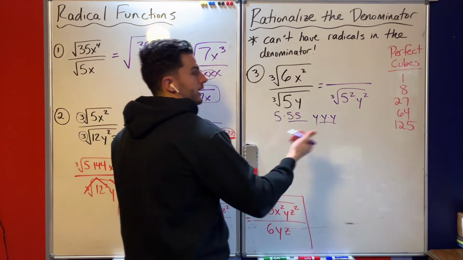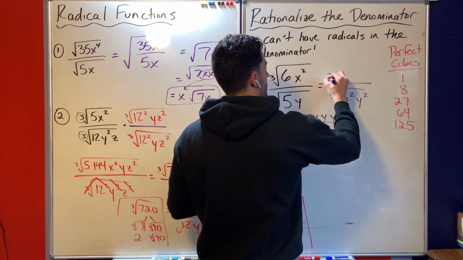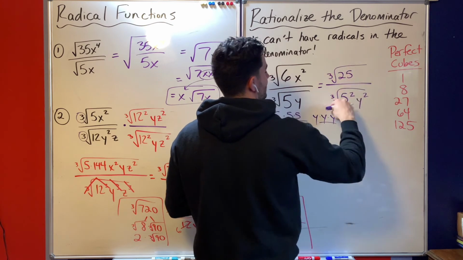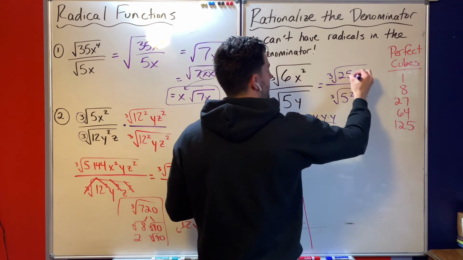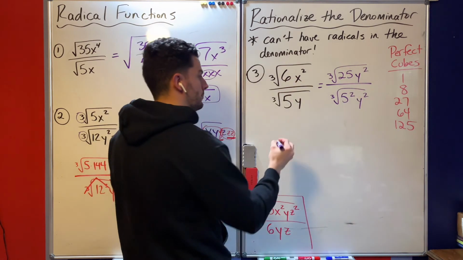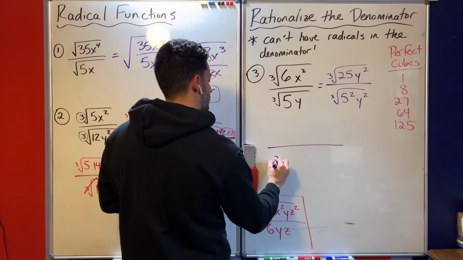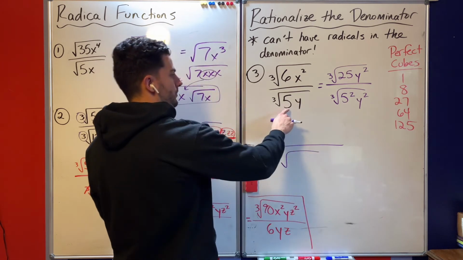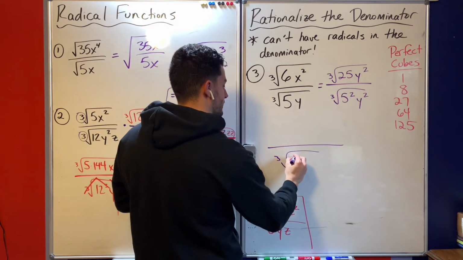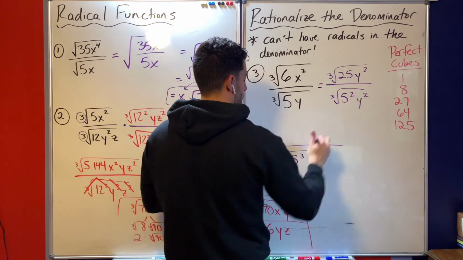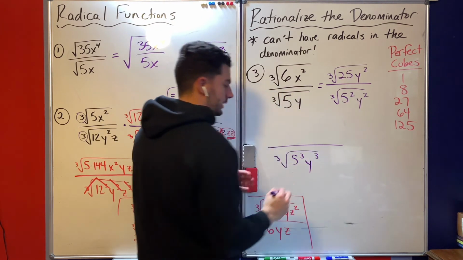Now again, I have to multiply the top by the same thing. So again, 5 squared, or you can write it either way. They're the same, right? So then I actually do the multiplication. I'm going to multiply bottom first, because that's what we're focusing on. On the bottom, I have 5 times 5 squared is 5 cubed. That's what we want. And then y times y squared, y cubed. Again, that's what we want.